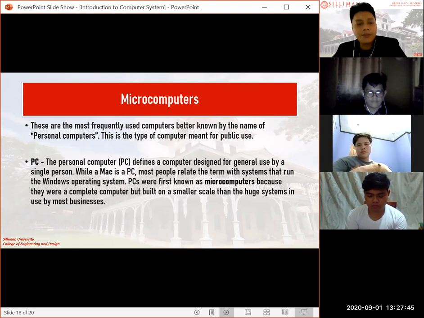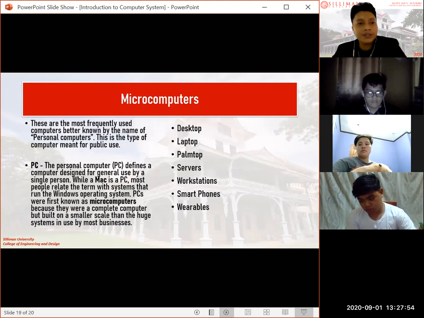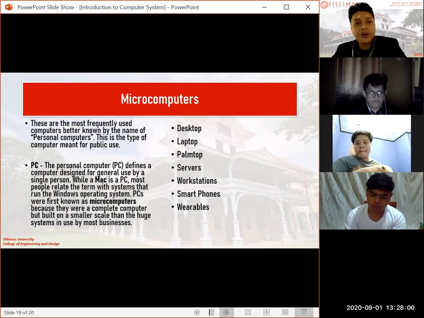Then we have minicomputers, like mainframe computers, used for big businesses and organizations. In microcomputers, we have our PCs. So it is now classified as PCs. Then later on, PCs are classified into desktop, laptop, and others. So PCs, personal computers, are considered as desktop, laptop, palmtops, servers, workstations, smartphones, and wearables.